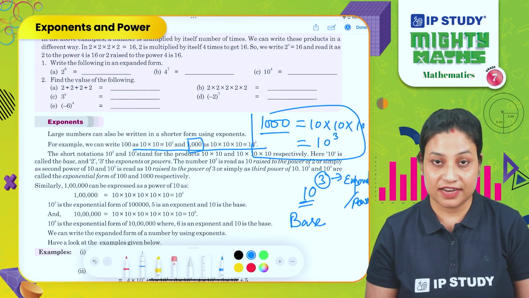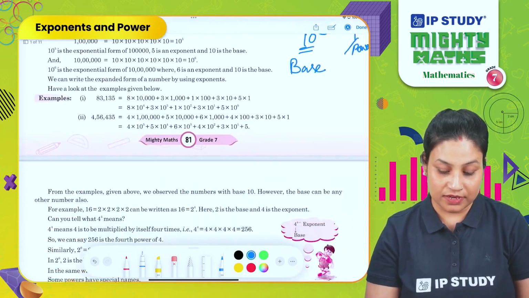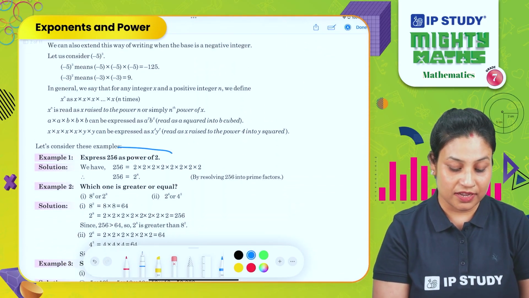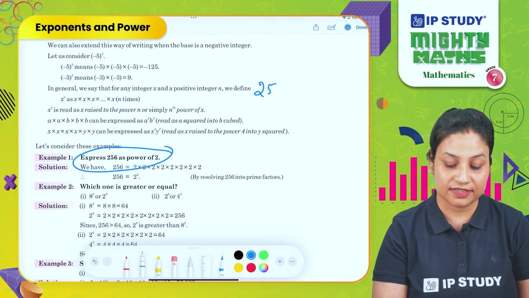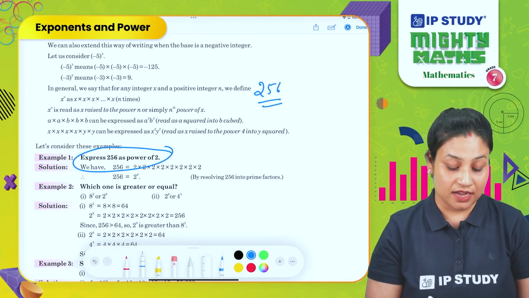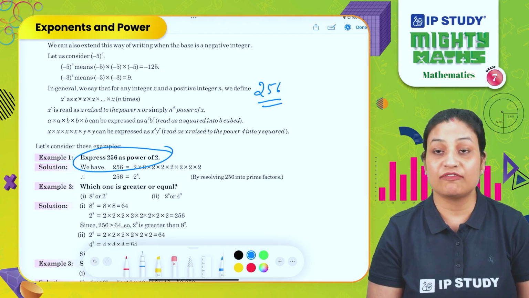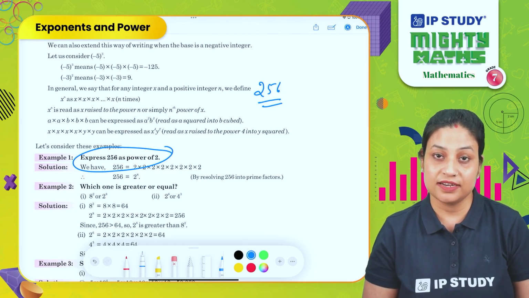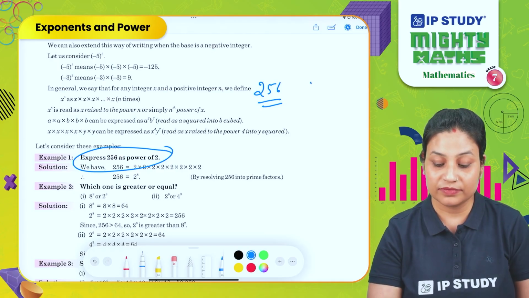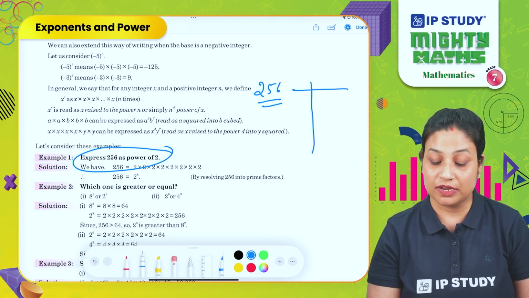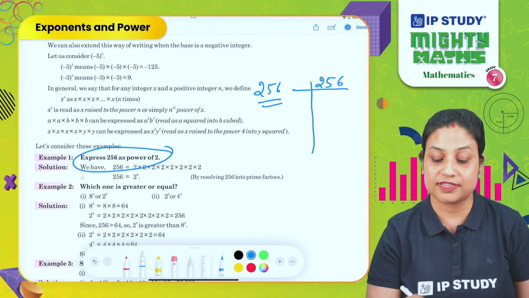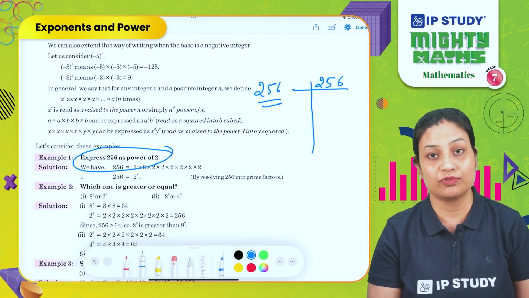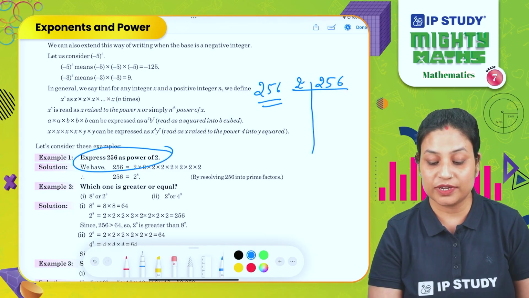Let me take another example for you. Instead of taking a base of 10, let's take another example. Here I have 256, right? And it is asking me to write this number in powers of 2. So what I will do is prime factorize this number, right? So let's do it together. Let me prime factorize it for you. Here I have 256, right? We will start with 2 because we have to write the answer in terms of 2, right? So let's write it over here.